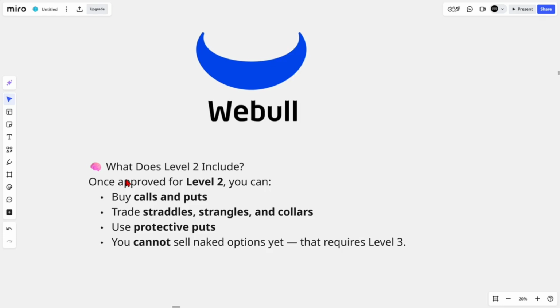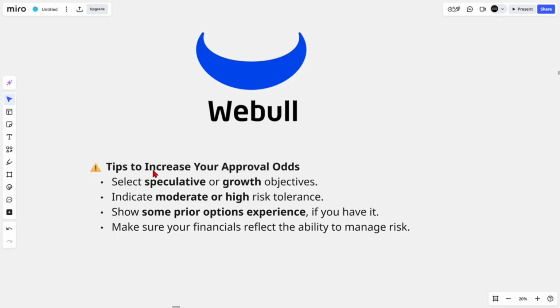Alright, so a quick rundown of what level 2 includes. Once approved for level 2, you can buy calls and puts, trade straddles, strangles, and collars, use protective puts, but you cannot sell naked options yet. That requires level 3.